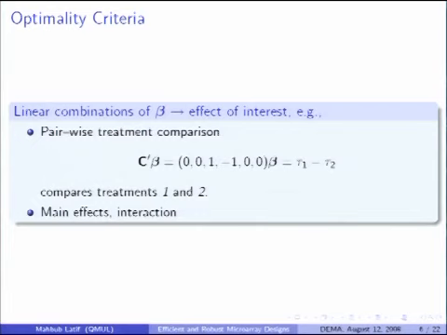Different experiments may have different research questions. For example, in a simple experiment, one may be interested in pairwise treatment comparisons, and in a multifactor factorial experiment, one may be interested in main effects or interactions, and all these research questions can be expressed in terms of the regression parameter beta. For example, for pairwise comparisons, you can write the contrast vector in such a way that we can compare treatment 1 and treatment 2.